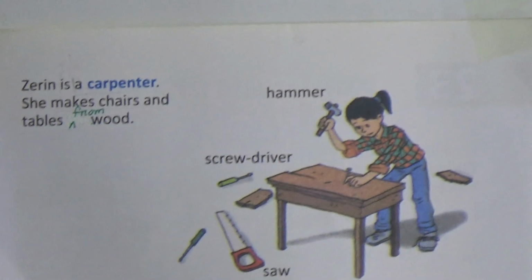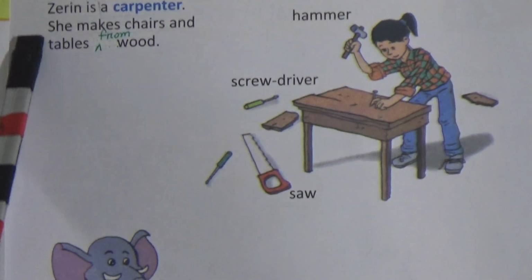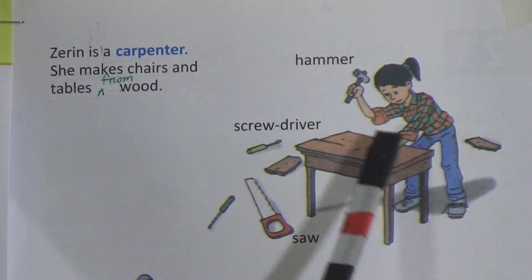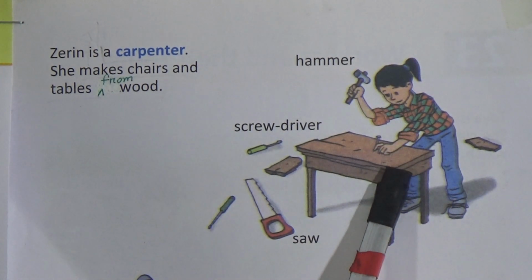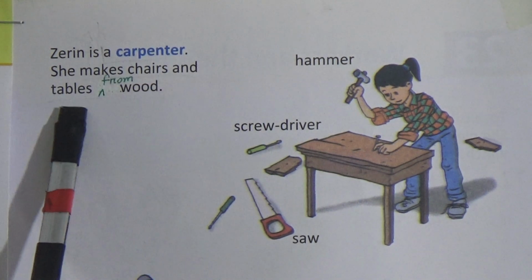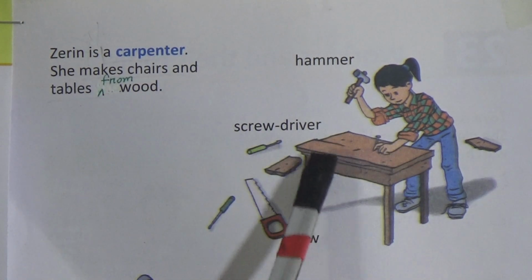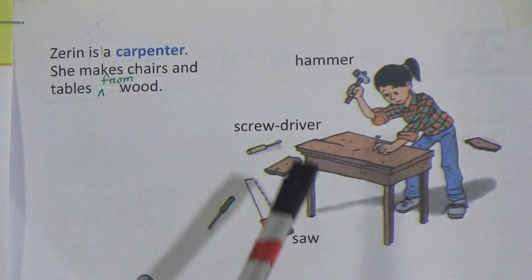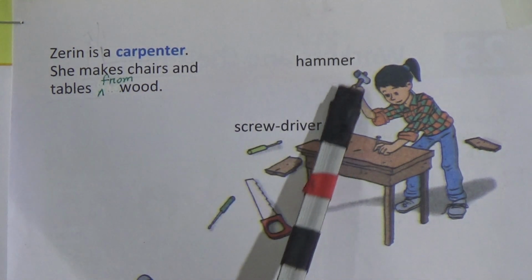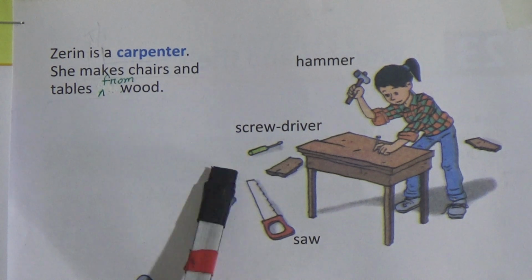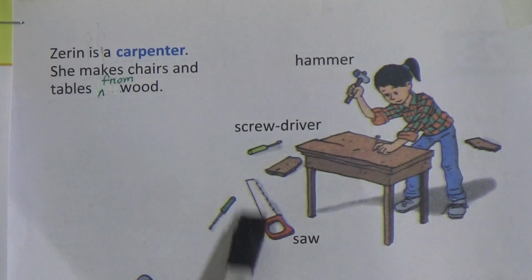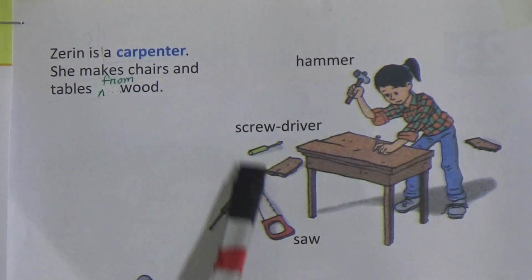Next come to here, this page, this is page number 54. Here is written, Jerry is a carpenter. Look at here this picture, she is Jerry and she is a carpenter. She makes chairs and tables from wood. For this work she need hammer. This one is hammer. And here is screwdriver. This picture is screwdriver. And here is saw. For carpenter these tools need.